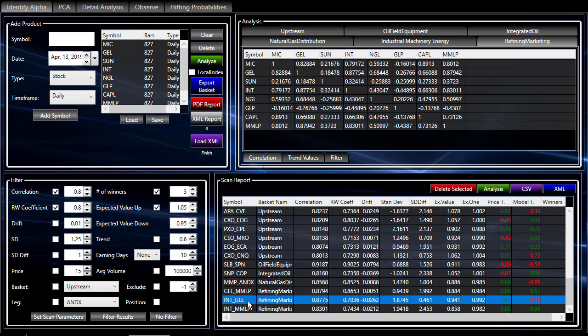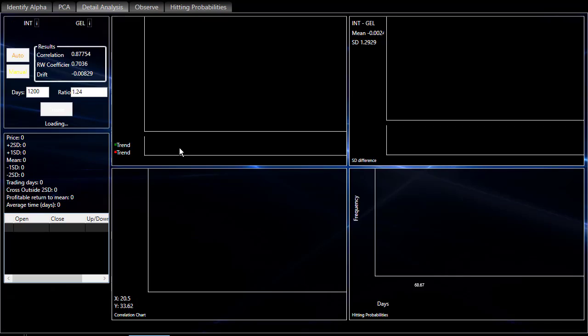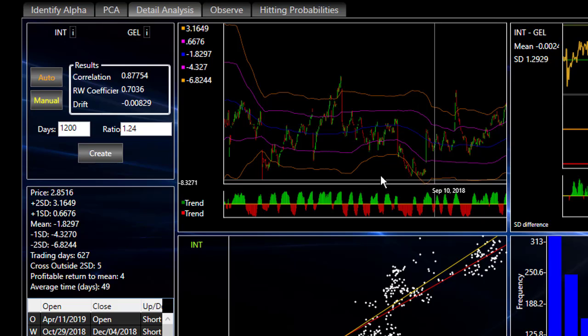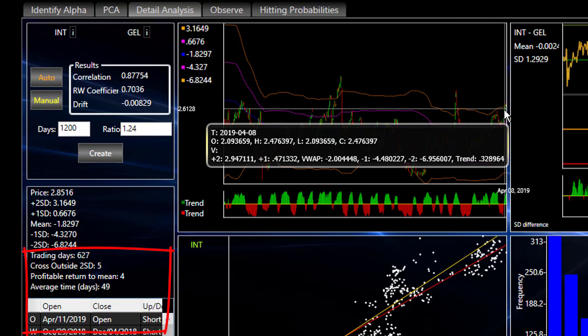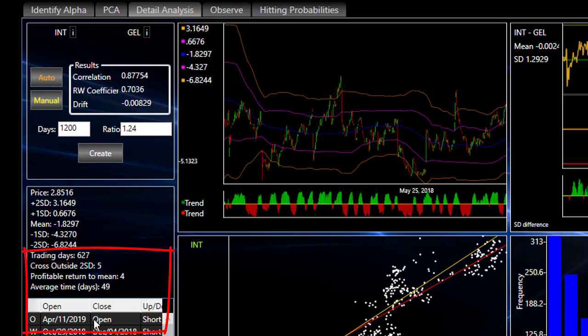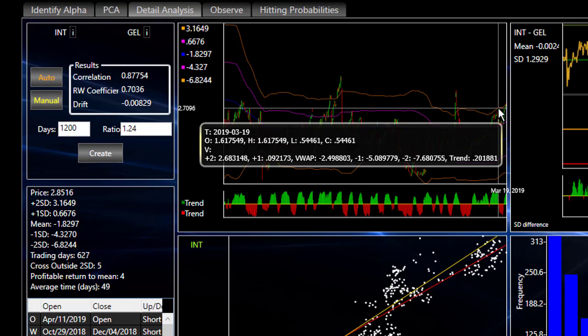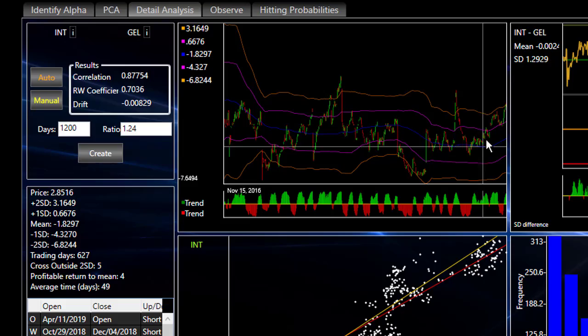Let's look at this one first, because we're going to take a look at something that I normally don't show. So if we take a look here, INT versus GEL, that's a very nice picture, a very good back test. And it's just stepped outside the second standard deviation, looks like yesterday. So all of this looks good, right? Everything looks very nice on that picture.